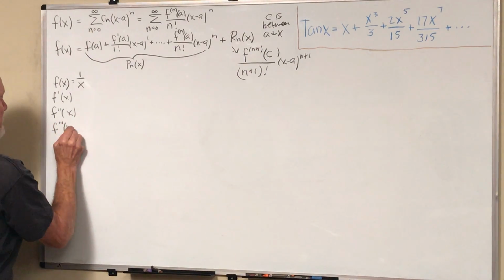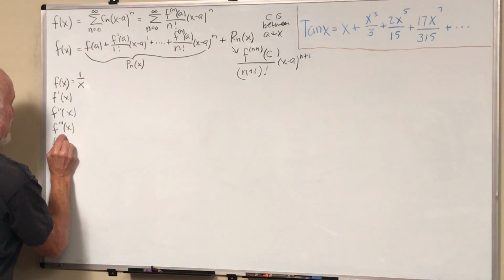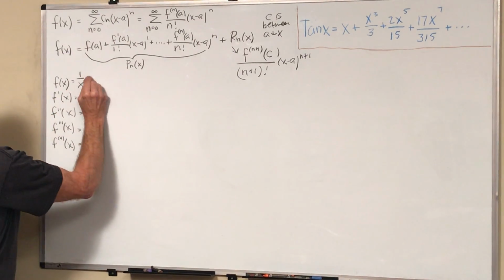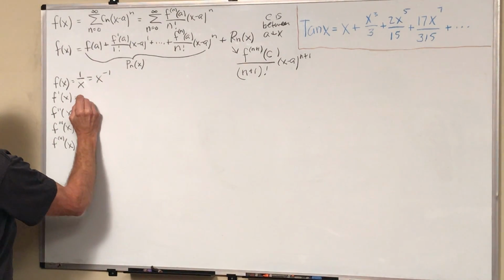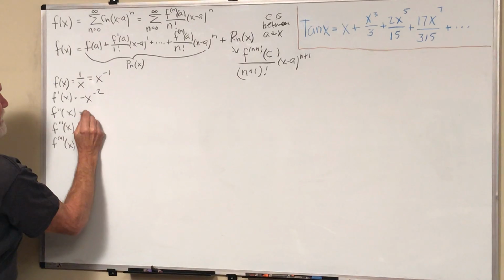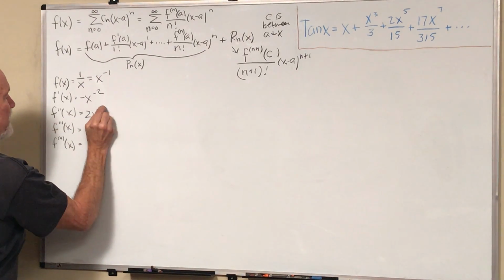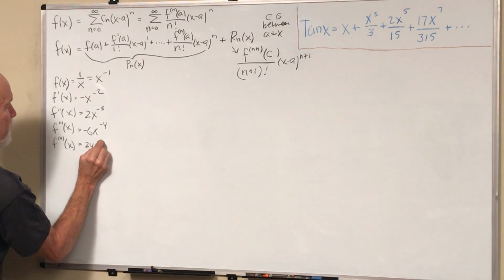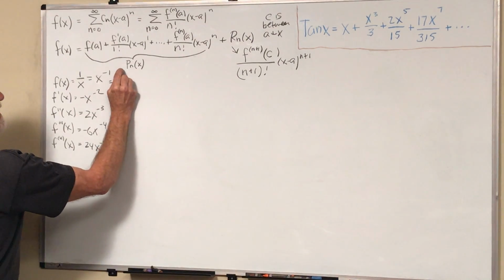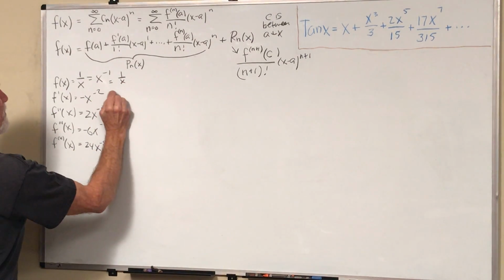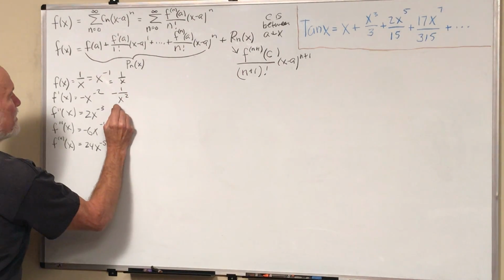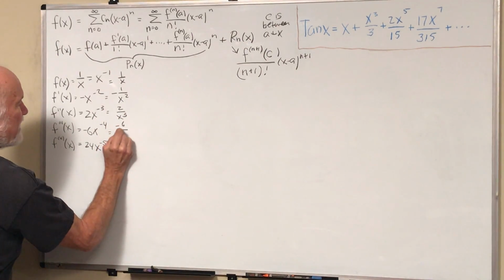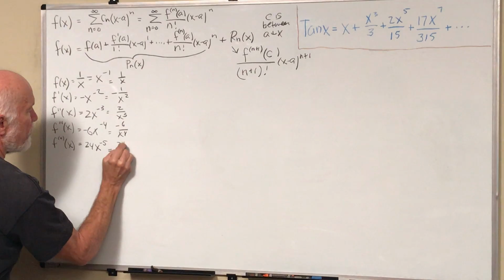So, the third derivative, the fourth derivative. So f of x is 1 over x. The derivative, the second derivative, the third derivative, and the fourth derivative, which you can write maybe without the negative exponents: 2 over x cubed, negative 6 over x to the fourth, and 24 over x to the fifth.